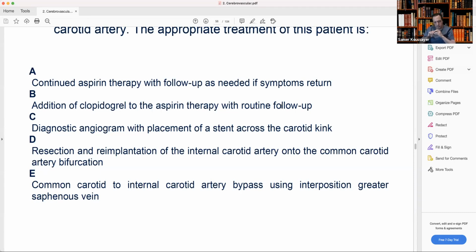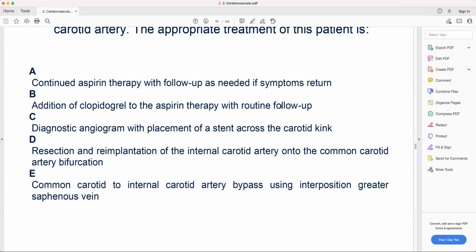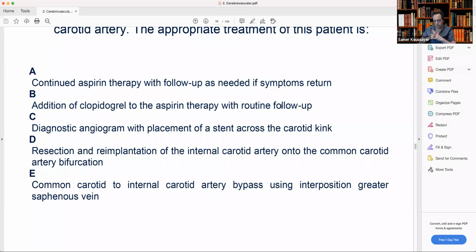Next one. Addition of clopidogrel to aspirin therapy with a routine follow-up. Still, this medical therapy will not help. You need intervention. Diagnostic angiogram, placement of stent across the carotid kink. We said before, we don't prefer stent as treatment because it's going to push the kink up, as I said. It's not going to treat it, as I said.